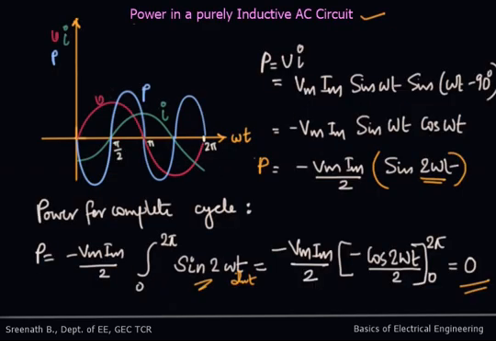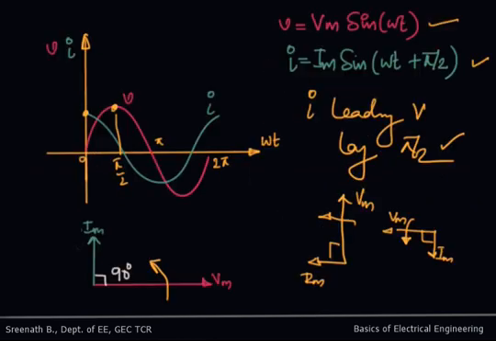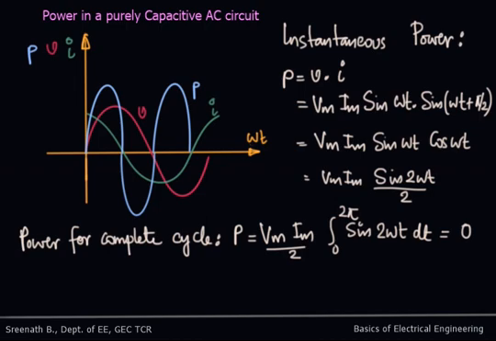In an inductive circuit, the current lags voltage by 90 degrees or pi by 2. So here the current is lagging the voltage by 90 degrees in an inductive circuit, and in a capacitive circuit the current is leading the voltage by 90 degrees.